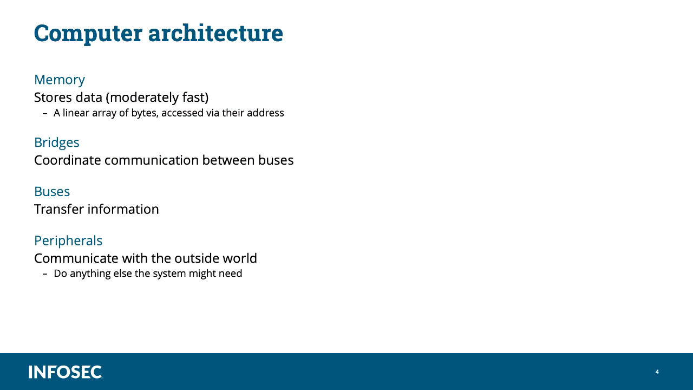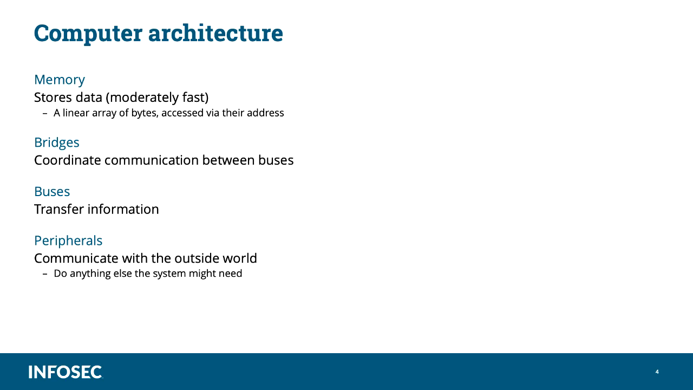Now let's talk a little bit about memory. Memory stores data, and while most times you would consider it fast, it's actually considered moderately fast, and we'll talk about why I'm prefacing that with moderately. You can think of it as a linear array of bytes accessible by their address. So it's a bunch of data that has addresses that you can use to access it.